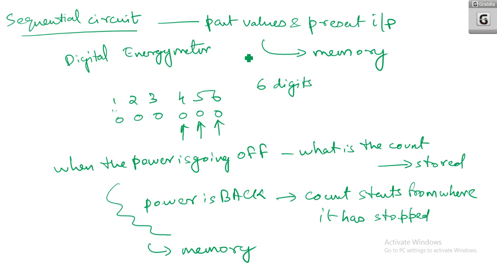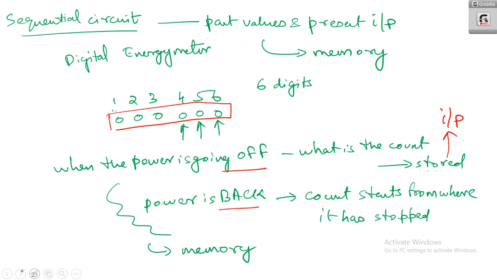Or in another way, what we can say is that when the power goes off, and when it is back, the stored memory is fed back as input. That is, whatever is stored at the instant the power went off comes as the first input when the power is coming back. So that is why sequential circuits are said to have memory. That means the output of a sequential circuit depends on past values and present input.